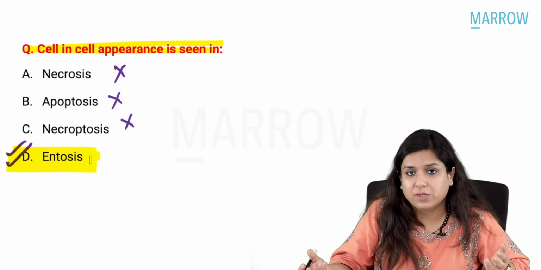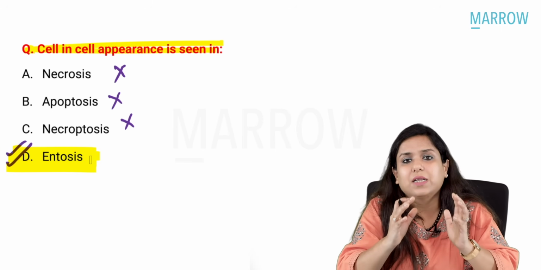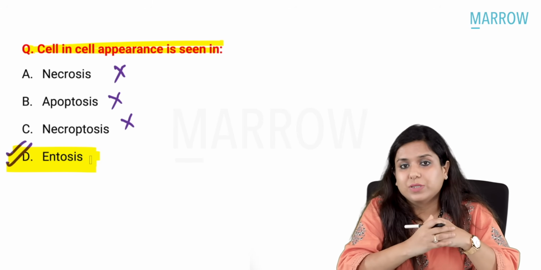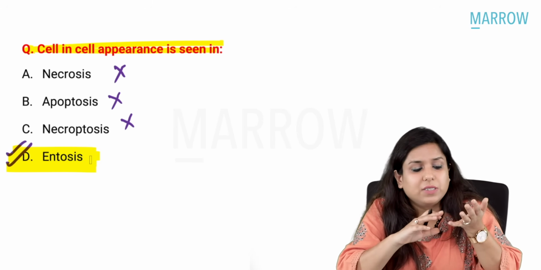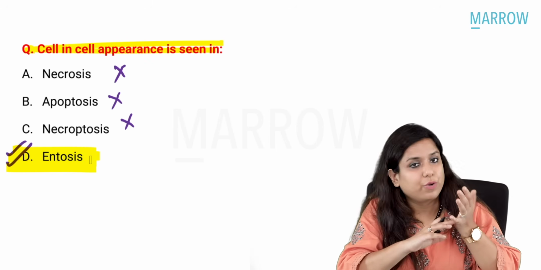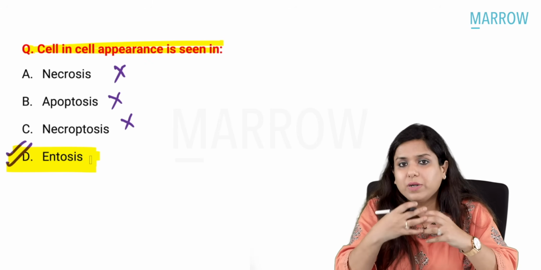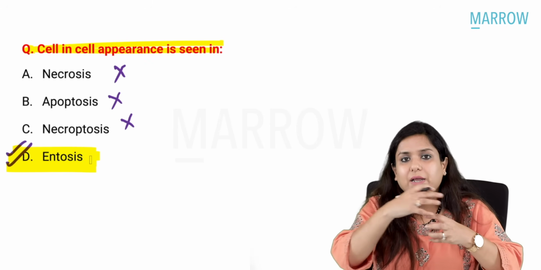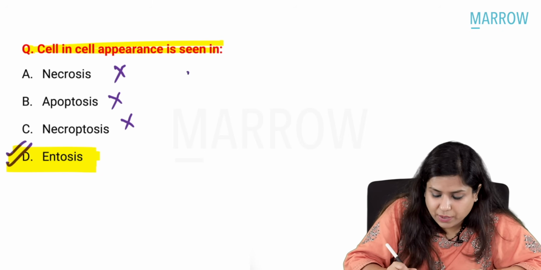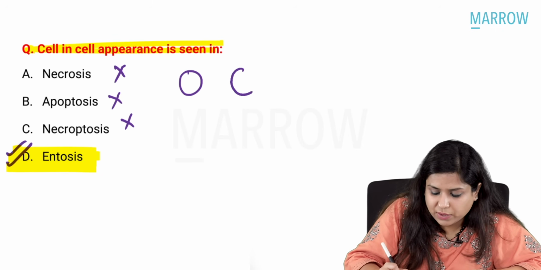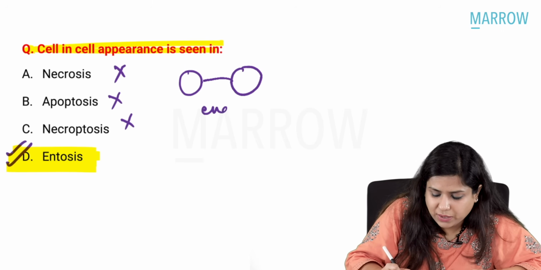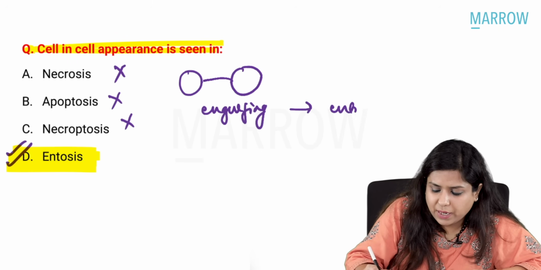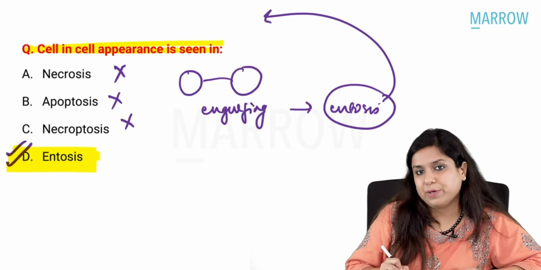It is entosis, right? So, what is cell in cell appearance? It is seen in entosis because I know it is not seen in necrosis, apoptosis or necroptosis. Entosis, right? What is entosis? One cell engulfing the other cell, right? So, suppose this is one cell, suppose this is another cell. When one cell engulfs another cell, it is called entosis. So, basically it will create a cell in cell appearance.